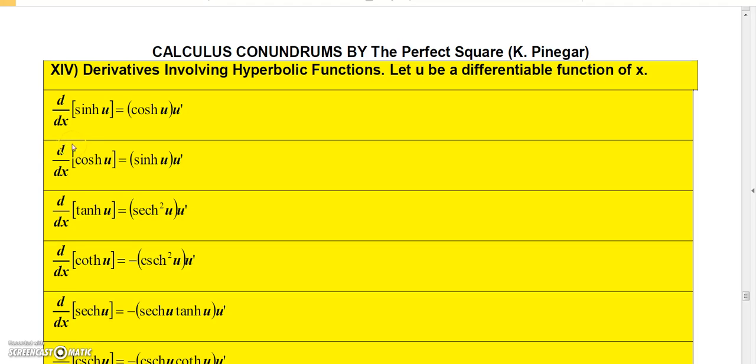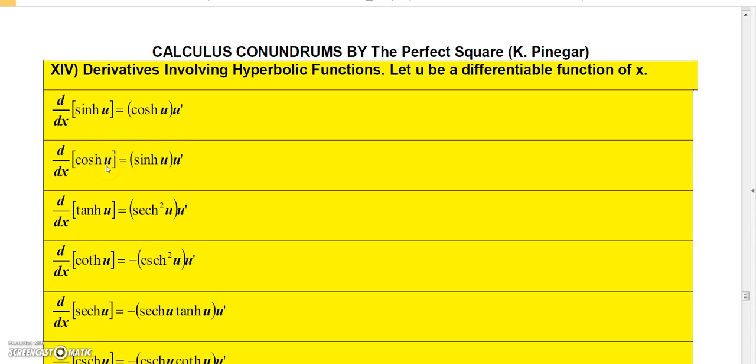Okay, these are the derivatives of the hyperbolic functions, and you can review what the hyperbolic functions are if you need to, but I'm just here to show you how to find derivatives involving hyperbolic functions. So the derivative of the hyperbolic sine of u would be the hyperbolic cosine of u times u prime.